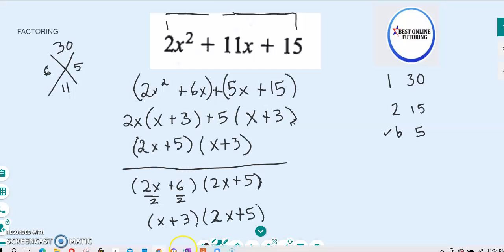Okay, so that's just a quick overview of factoring where a, the leading coefficient, is not 1.